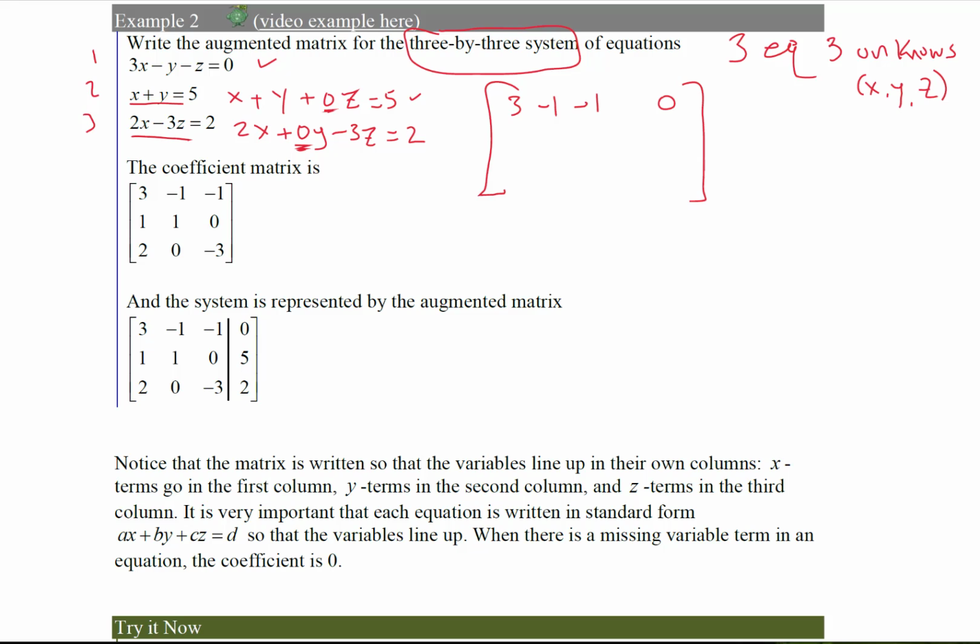On this second one, wait, x doesn't have a coefficient. What's the understood coefficient? What's multiplying x? If it's not there, it's understood 1 times x. Same with y. And there is no z. So I'm going to put a 0 and the 5. And then the third equation, 2 multiplies x. There is no y. -3 multiplies the z's, and the answer is 2. That's my augmented matrix. And you can see that's the same one the book created.